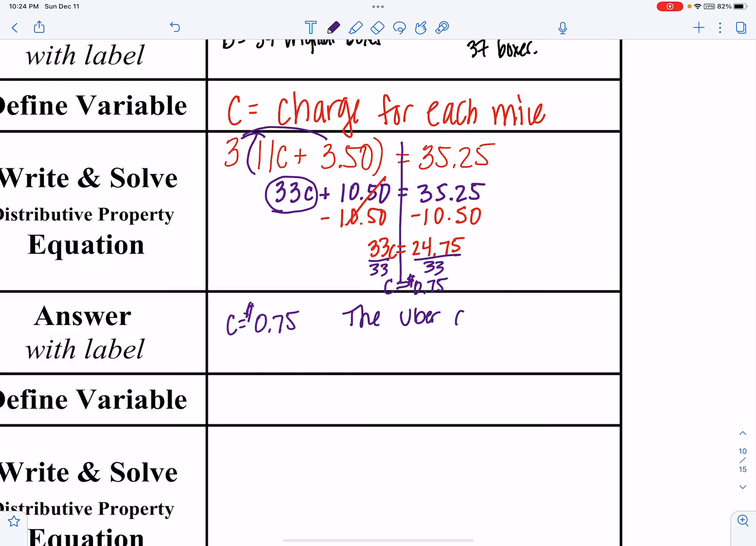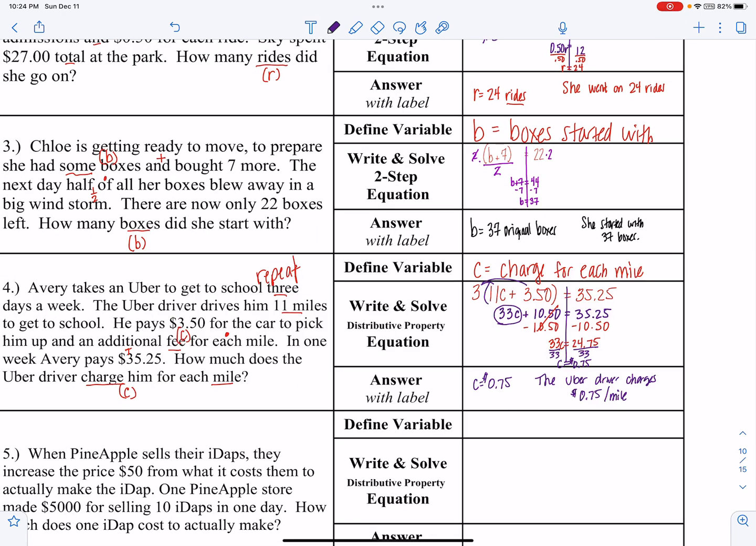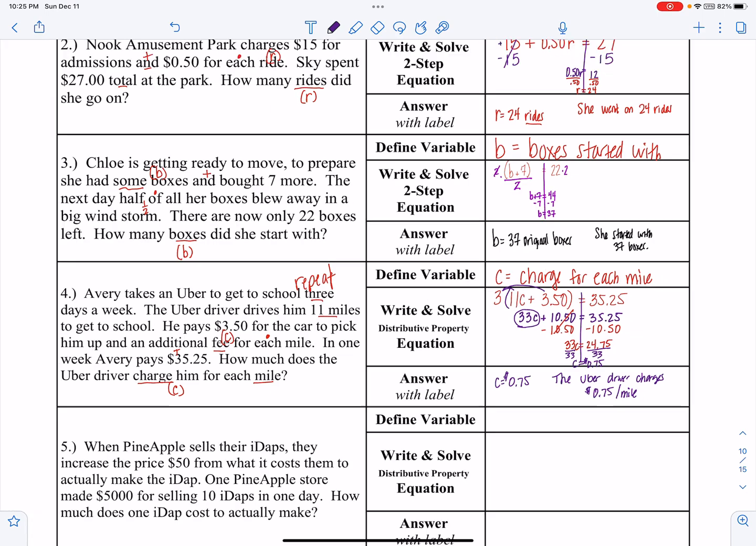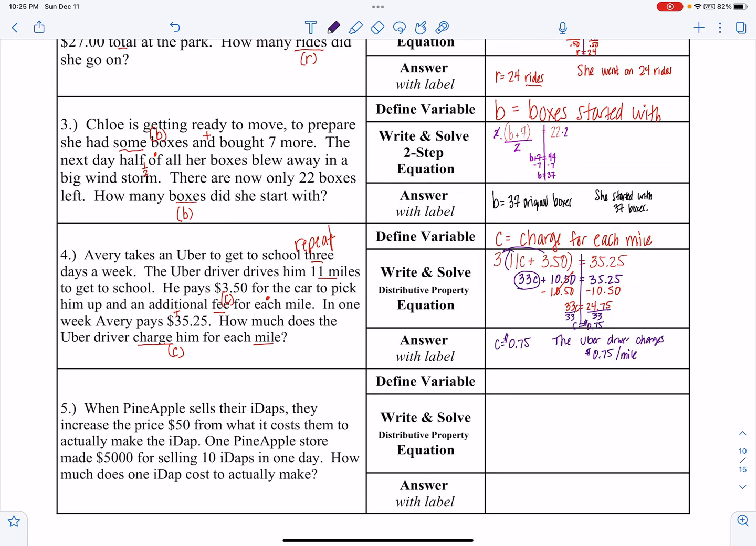The Uber driver charges 75 cents per mile. Okay, all right. And if we look at that, it does make sense. 75 cents per mile times the 11, and then add the 350. So we're looking at like $11-ish plus the 350, and then times 3 days. So definitely makes sense. We have a small amount per mile.